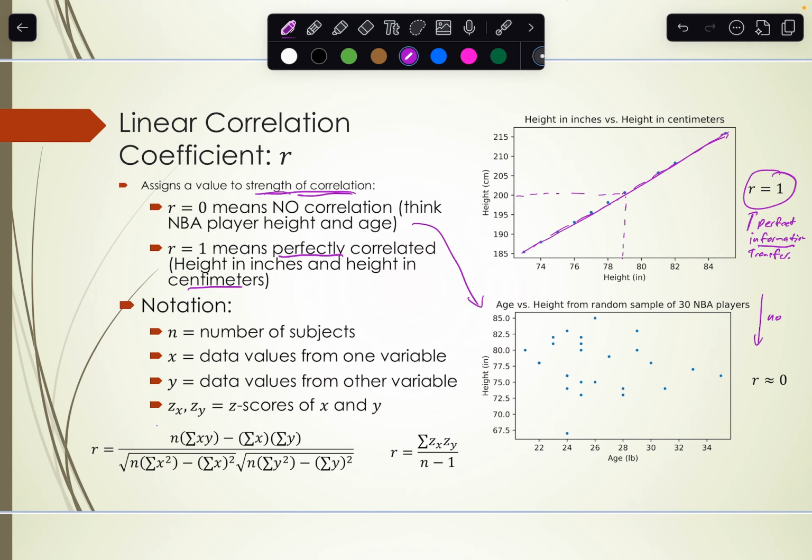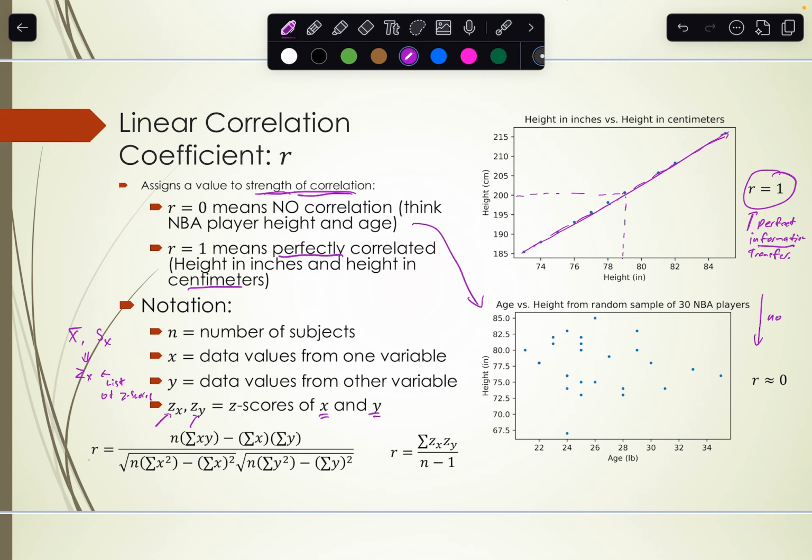Notation. You're making this precise. Let's look at the variables. N is the number of subjects, the number of samples. X is the data from one variable, and Y is the data from the other. X and Y are lists of numbers that are n long. We're also going to introduce Z sub X and Z sub Y, the Z-scores of X and Y. So what do you do? You take X, you find X bar, the sample mean, and the standard deviation of X, and you use those to get your Z-scores, and this is a list of Z-scores. That's what Z sub X and Z sub Y represent.